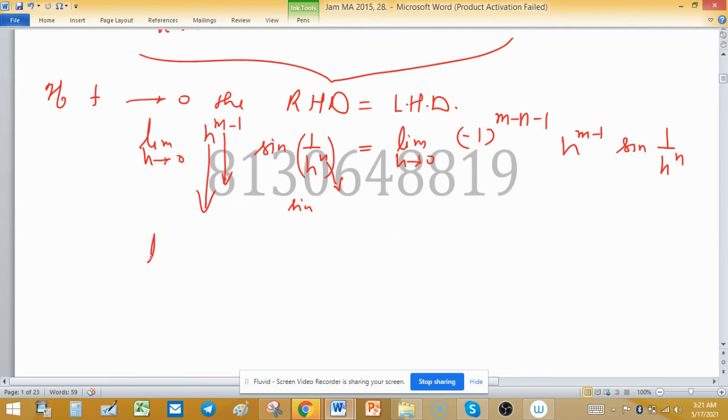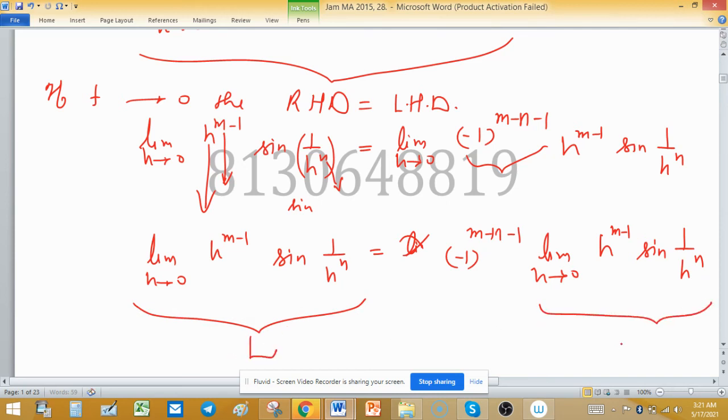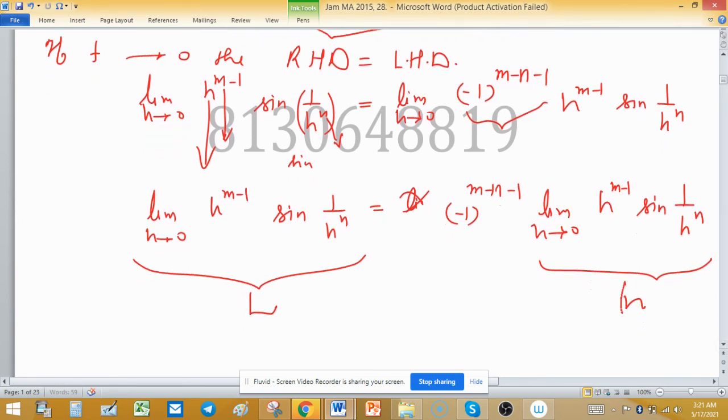So you can see, I write clearly so you can see easily, sin(1/h^n), this expression is free from h, so you can take it outside. So minus 1 raised to the power m minus n minus 1, and this is a limit h tends to 0 of h^(m-1) sin(1/h^n). So you can see this is the limit, and suppose this is L, and the same is also L. So from both sides it is cancelled. So we obtain 1 equal to (-1)^(m-n-1).